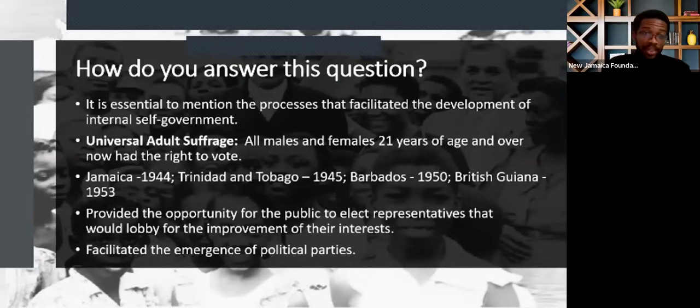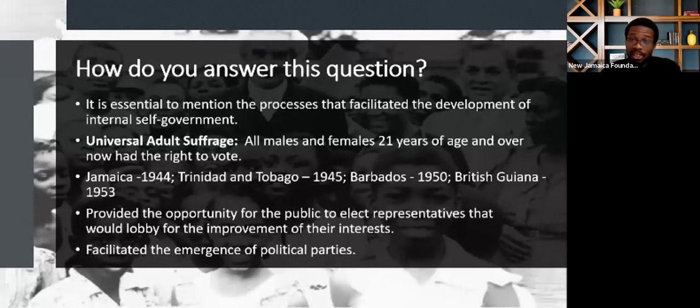The first step to internal self-government would have been universal adult suffrage, the right to vote. All males and females over the age of 21 could now vote and participate in elections. For Jamaica, that occurred in 1944. For Trinidad, 1945. For Barbados, 1950. For British Guyana, 1953. And this provided the opportunity for the public to elect representatives that would lobby for the improvement of their interests. It also facilitated the emergence of political parties. These parties would have oftentimes come from trade unions, and they would have led the process to independence within the Caribbean.